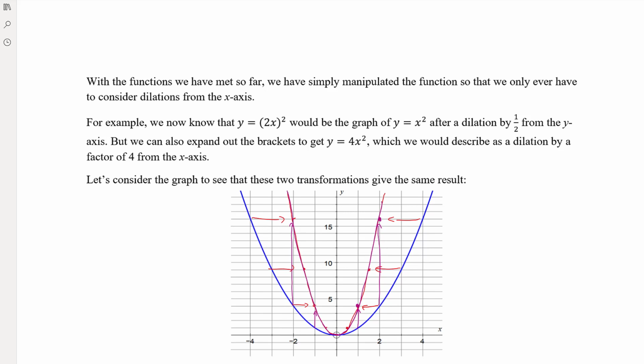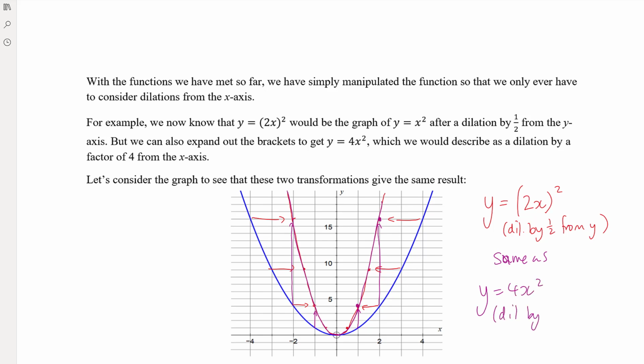Okay, so what we're seeing here is that y equals (2x) all squared, which we could think about as a dilation by half from the y-axis, is the same as y equals 4x squared, which is dilation by 4 from the x-axis.